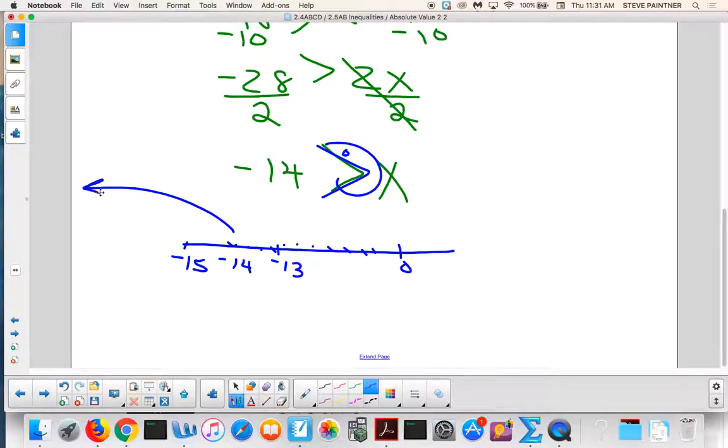Okay. Guys, listen. What some of you are doing is you're looking at the sign and you think, well, the sign points to the right, so it should go right. You're not reading the problem. The problem says all my answers, x, are what? Less than negative 14. Less than is always left. Greater than is always right. Don't start looking at the sign because the sign can fool you.